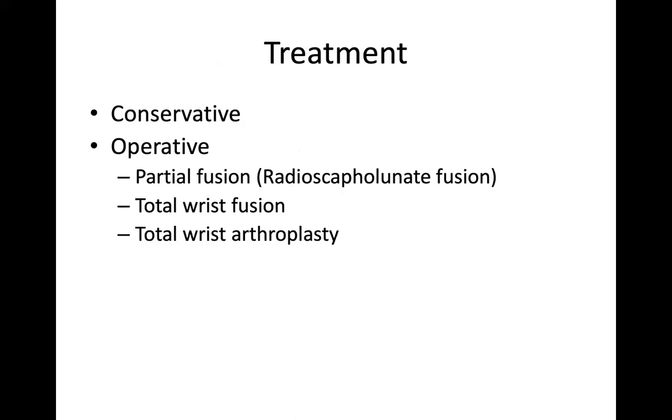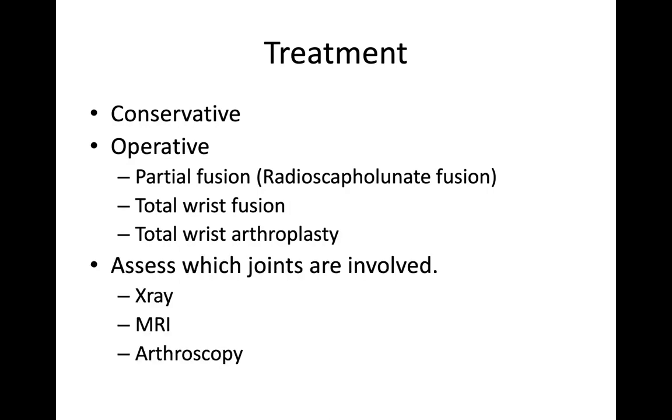And then if it comes to operative, our goal with operations in the wrist usually is to retain motion. So if we have an option to do a partial fusion, then we do. And the one that we do for these usually is a radioscapholunate fusion. If that's not an option, then you can do a total wrist fusion or a total wrist replacement. So you need to assess which joints are involved to decide on which of these operations to do. We usually just use X-ray. MRI can be used in cases where you're not quite sure, and arthroscopy is also another option.